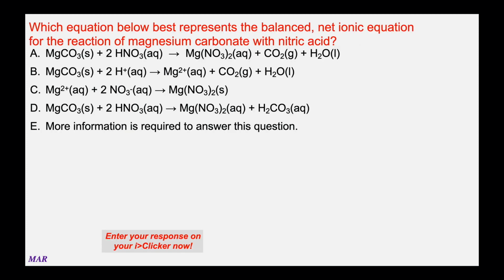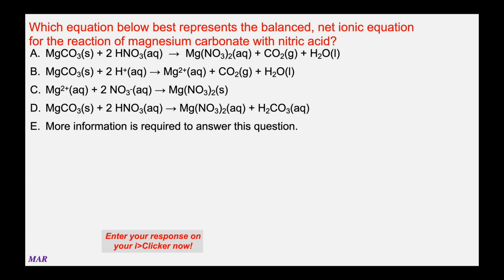There are some equations listed here, and it says which equation below best represents the balanced net ionic equation for the reaction of magnesium carbonate with nitric acid. And there are all those different possibilities, or more information is needed. See if you can do this problem. This is a good place to pause the video, try out the problem, see how you do, and when you're ready, you can unpause the video and we'll talk about the answer. So pause your video now.